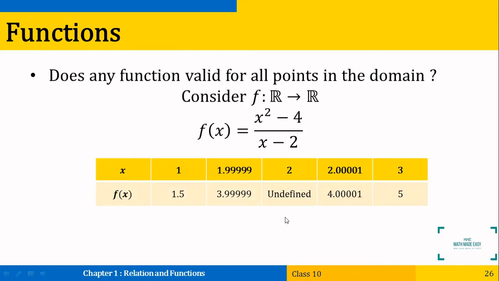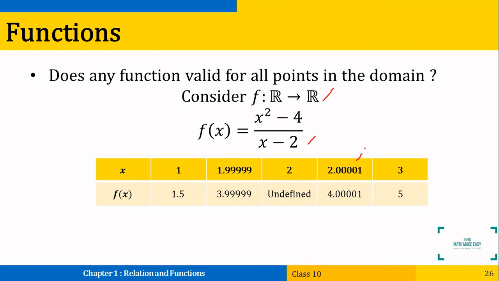Let's discuss whether all functions are valid for all the points in the domain. Let's consider a simple example: the relation f from real numbers to real numbers, defined as f of x equals (x squared minus 4) over (x minus 2). Substituting x equals 1, we get (1 squared minus 4) divided by (1 minus 2), which gives 3 by 2, nothing but 1.5. Then let me get closer to 2: x equals 1.99999 gives you 3.99999, and let's talk about 2 later.